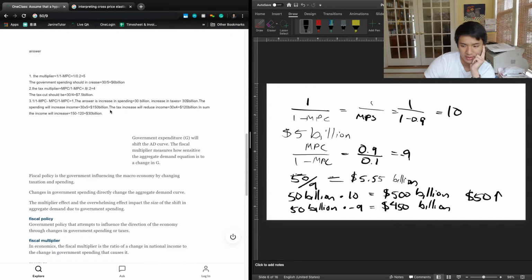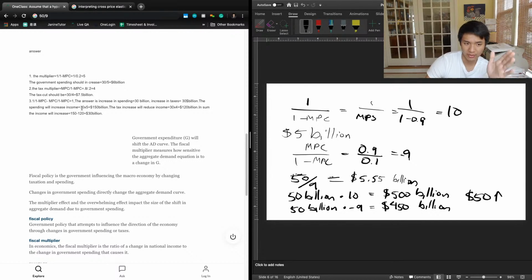And finally, to get the combinations that would get us to 50 billion, they did the spending multiplier minus the tax multiplier, which gives them 1. Our spending multiplier minus the tax multiplier also gives us 1. The answer is an increase in spending of $30 billion and an increase in taxes of $30 billion.